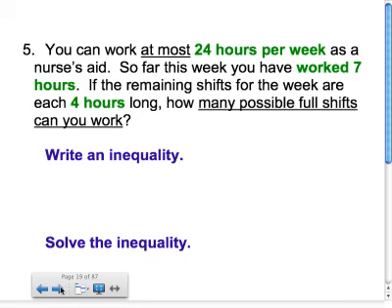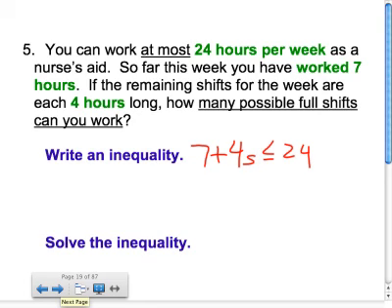Example 5 says you can work at most 24 hours per week as a nurse's aide. So far this week you have worked 7 hours. If the remaining shifts for the week are each 4 hours long, how many possible full shifts can you work? So you've already worked 7, plus you're going to work 4 hours times the number of shifts that you're going to work, and it can be at most 24.